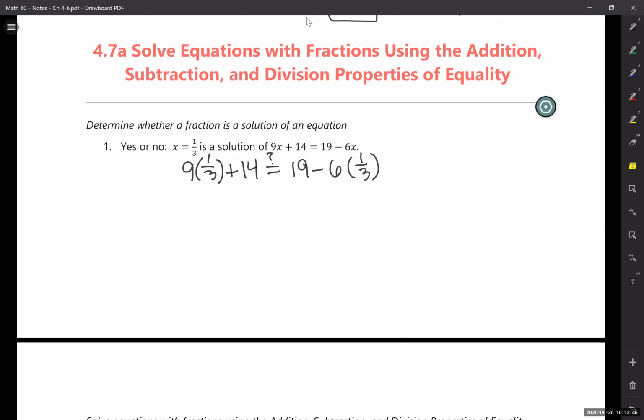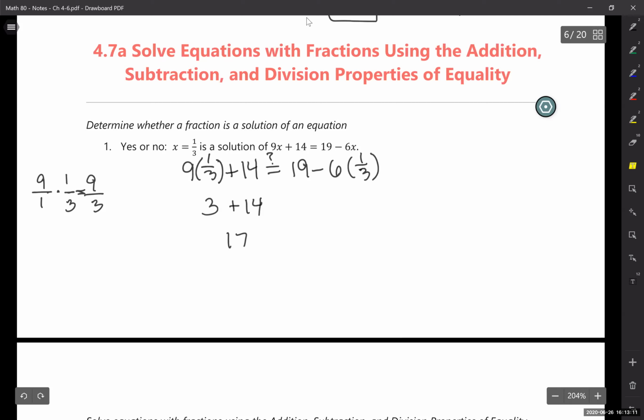So multiplication first, 9 times 1/3 is 3. And if that wasn't quick for you, if you're trying to figure out what I just did, remember that 9 is really over 1. So it's 9 over 3, which becomes 3. Plus 14, we get 17 on the left side.